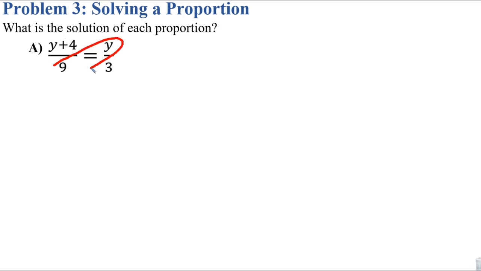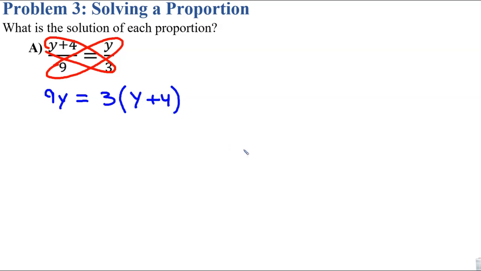So I'm going to look at 9 times y, which is just 9y. And we'll set that equal to the other cross product, the y plus 4 times 3, which I'm going to write as 3 times parenthesis y plus 4. And I need the parentheses because I want to multiply that 3 by my entire numerator here. And that's going to help me remember to distribute the 3 to both the y and the 4. So we can rewrite this equation as 9y is equal to 3y plus 12.